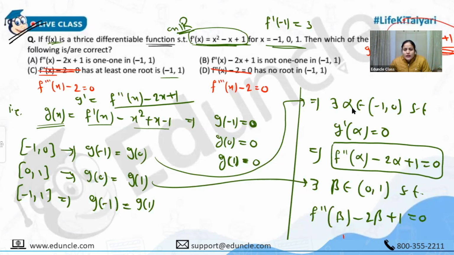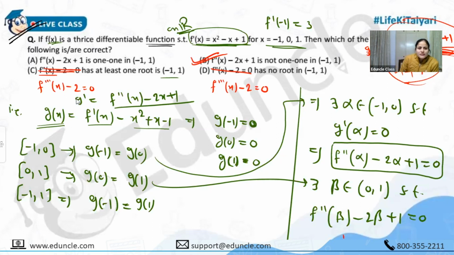Now look here. Alpha lies between -1 and 0 and beta lies between 0 and 1. That means alpha and beta are different. But this g dash function, that means this expression, has the same value 0 at alpha and beta. Alpha and beta are two different points at which this g dash function is taking the same value. So clearly this is not 1 to 1. Did you understand? Alpha and beta are different points whose images are the same, 0. So clearly the function is not 1 to 1.